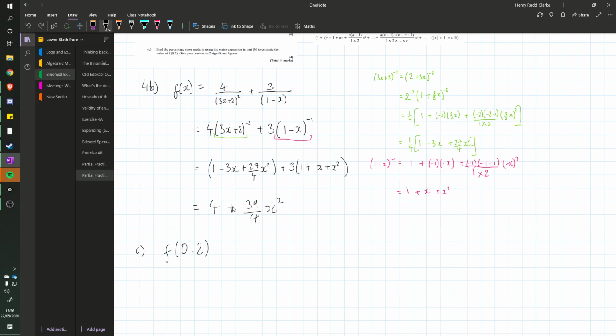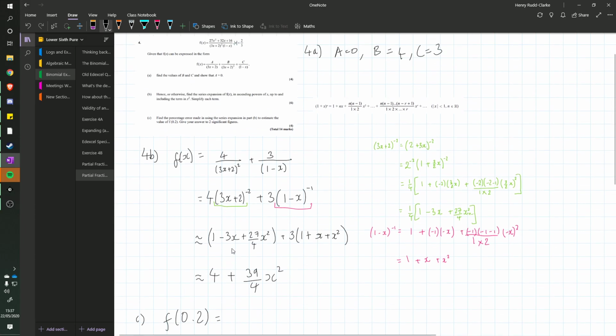So f of 0.2, I should say as well, because this is where we did the approximation, this should be like this, because that's an approximate thing. I suppose if I put plus dot dot dot at the end, it would be equal. Anyway, f of 0.2, put 0.2 into the original function.